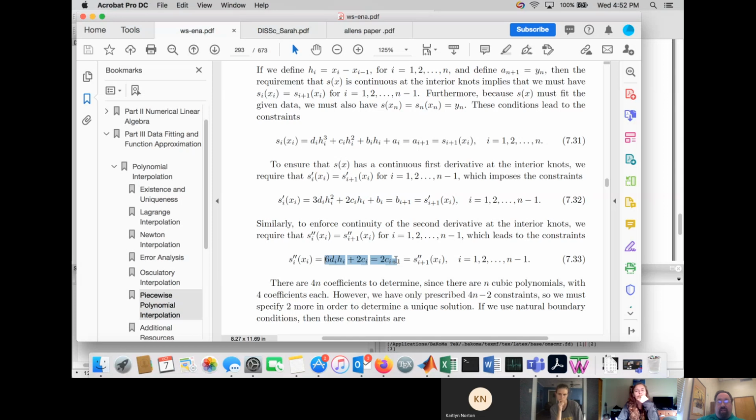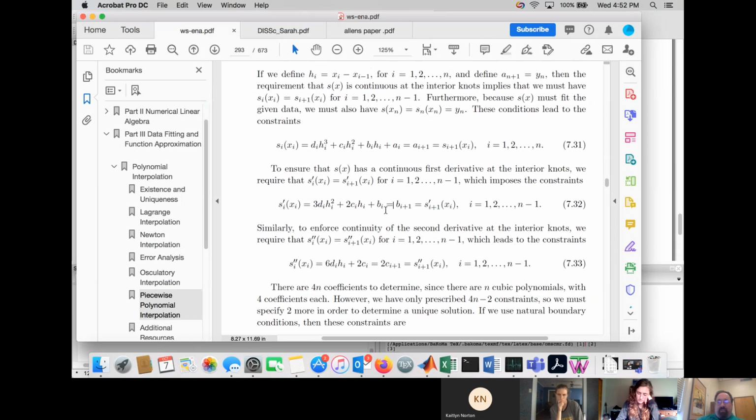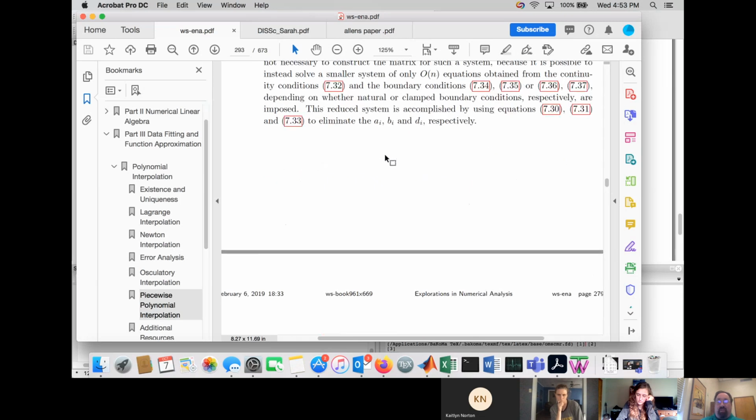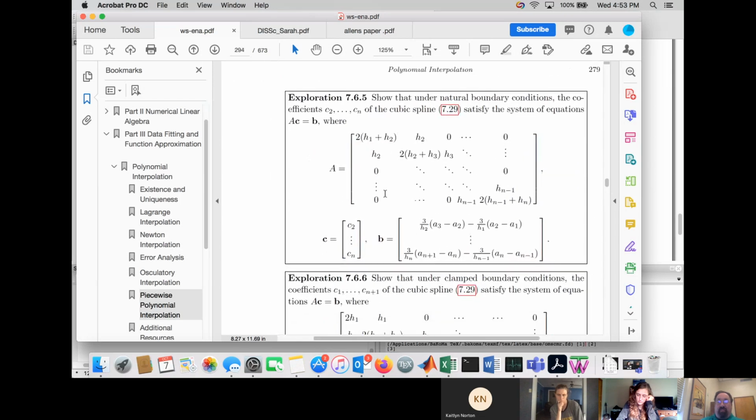This equation, use this to eliminate the d's. And then once you've done that, this equation, you can use this to eliminate the b's. Yeah, so it's a bit of an algebraic nightmare, but very different from what your own students in 101 think is an algebraic nightmare. And see if you can recover what you get from multiplying this matrix by this vector.